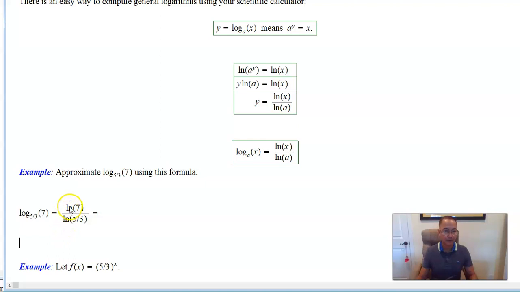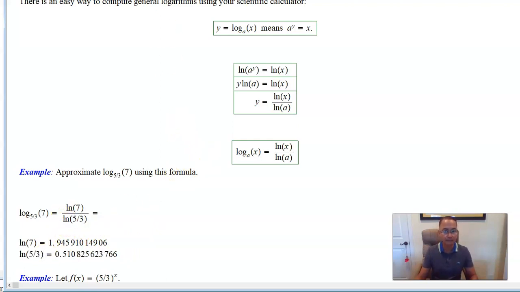Okay, so let's start with ln of 7. What is ln of 7? According to Maple, it's about 1.946. And what is ln of 5/3? It is approximately 0.5. Okay, so we put those two numbers in our fraction. This is our numerator, and this is our denominator. Okay, so we divide that, and we get approximately 3.8093. Okay, so that is log base 5/3 of 7.